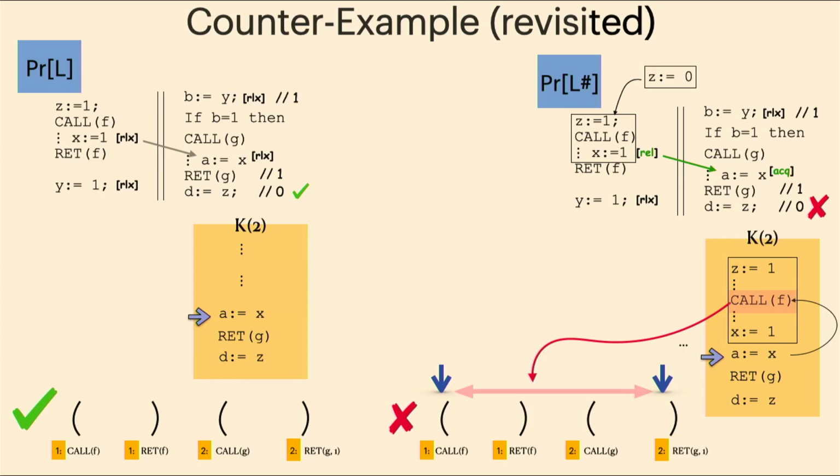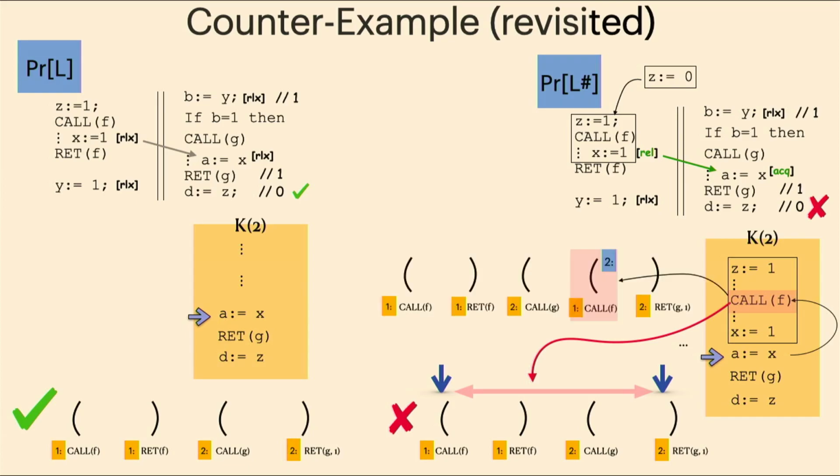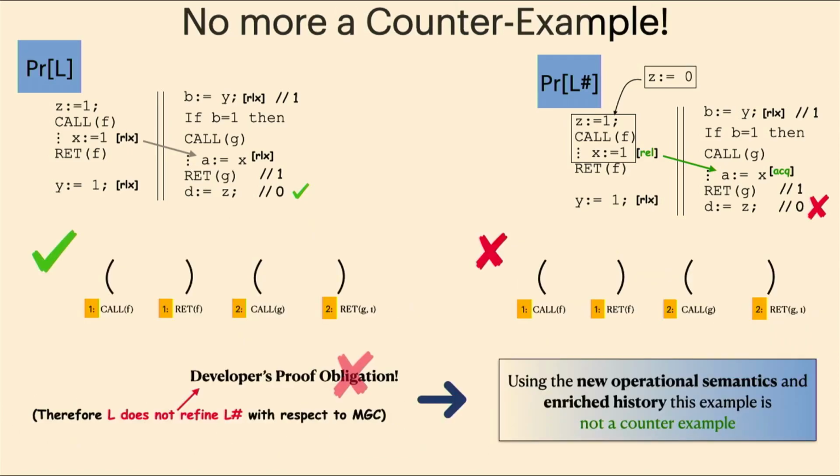And if it is propagated using an explicit step, then it must be recorded here, because this is how we define our new notion of history. So, for example, this may be one position where it may occur. And therefore, we finally come to the conclusion that this is not a valid history according to our new definition of history, and hence the developer's proof obligations are not met, because this program was in the scope of MGC that we discussed initially, but it does not refine this thing, right?